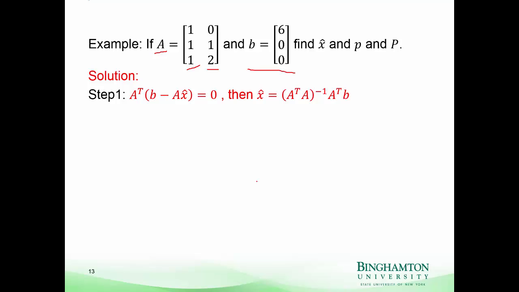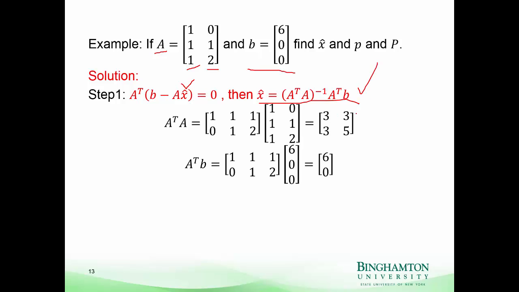Now we could just immediately write this down. We don't really have to write this down, but I wrote it down again to help you remember that that's where it all starts. It all boils down and ties back to the orthogonality of the error to the columns of A. That's the key. And then we solve that and we get this. So there's our x hat.